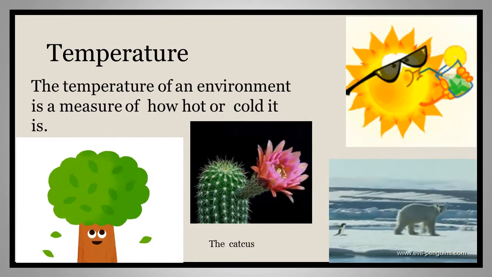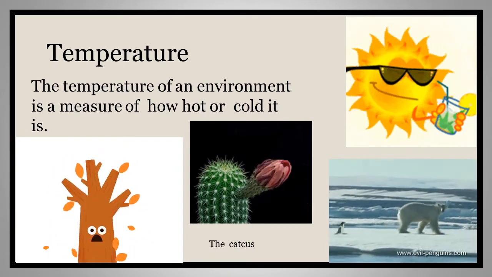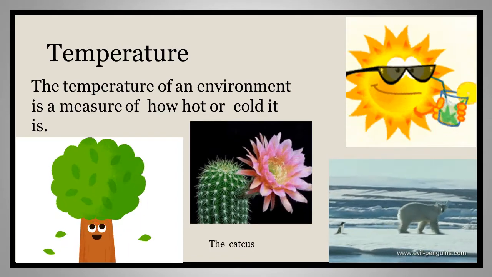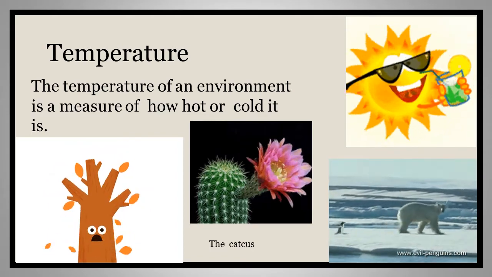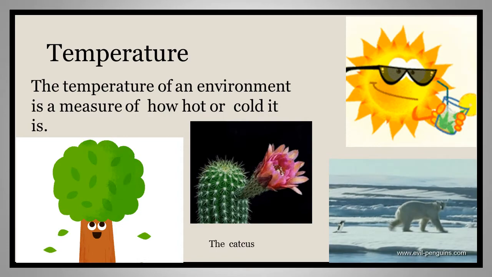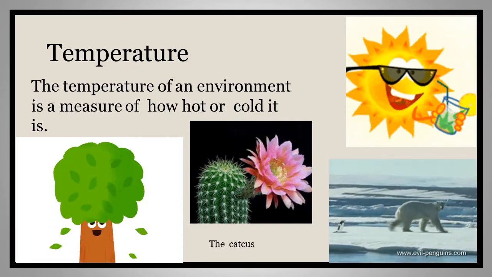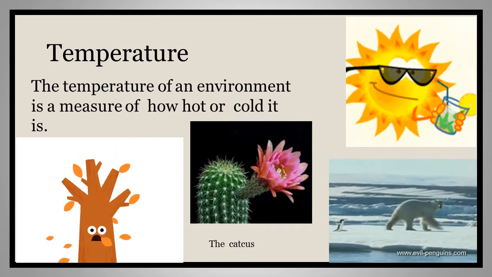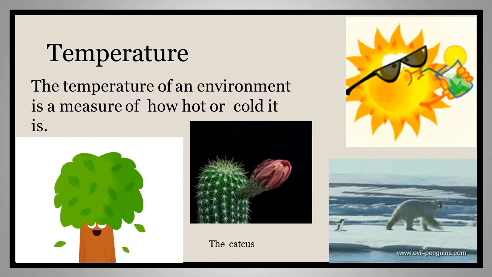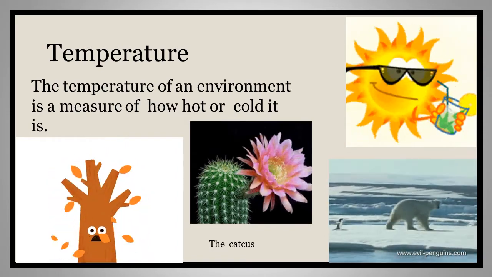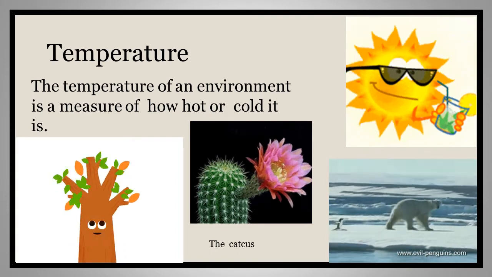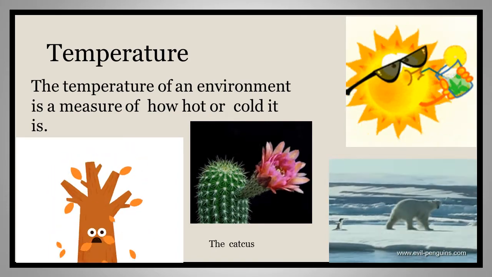Can you see the picture of cactus flower? The cactus stores water in its stem. Its needle-like leaves prevent it from losing too much water in the desert heat. So, the polar bear has layers of fat and fur. They help keep the polar bear warm in the cold.